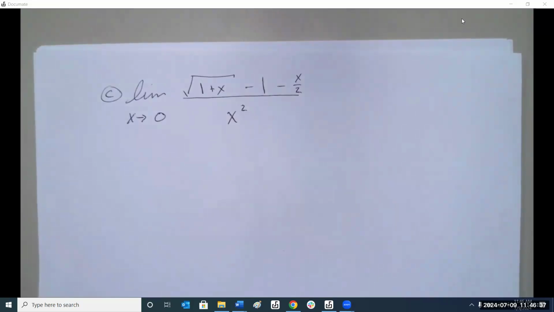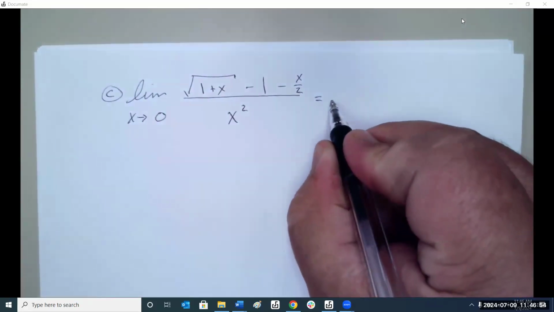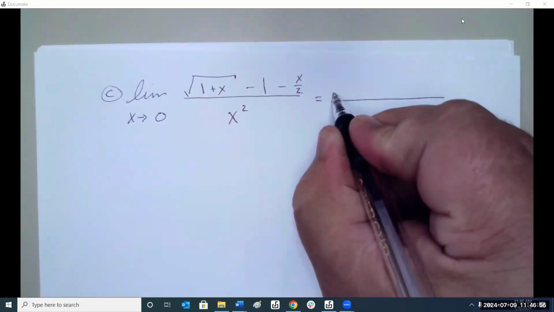Oh, because it's 0 over 0, we call these functions indeterminate. They cannot be determined. So indeterminate, in other words, when you take the limit of something, it doesn't exist. So that's why these are called indeterminate. So plug in our value 0.